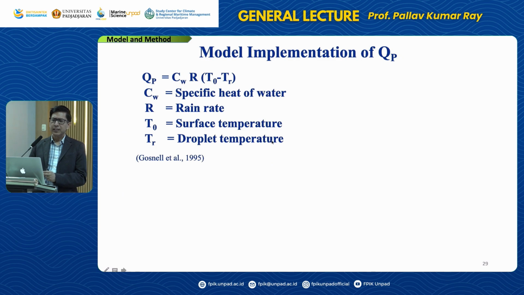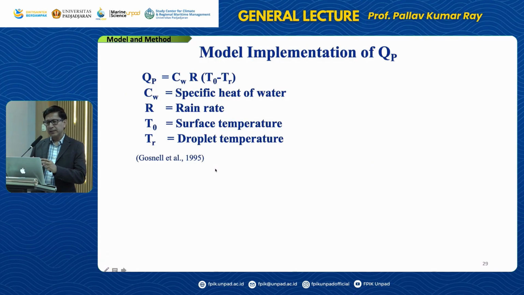So we had to implement this particular mechanism into the model. We are using a simple parameterization which is given by this formula. Basically the heat flux term is a function of the specific heat of water, the rain rate, which is R, and the difference between the surface temperature and the droplet temperature, basically when the raindrop is touching the land surface. So that's what T_R is. This is a very simple parameterization.